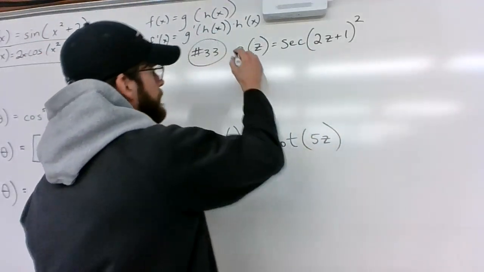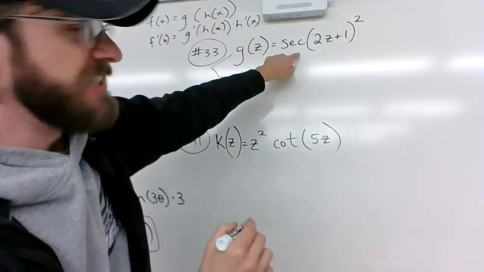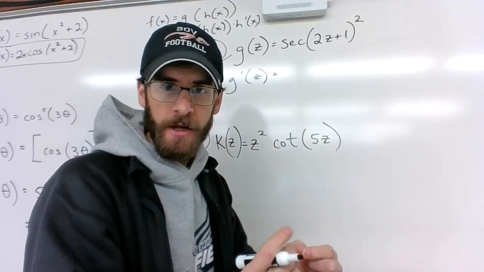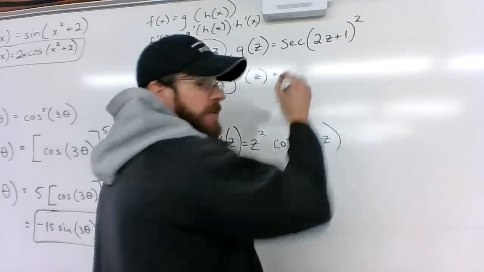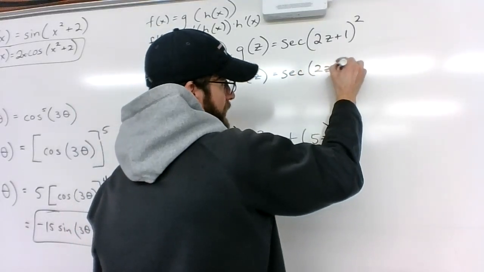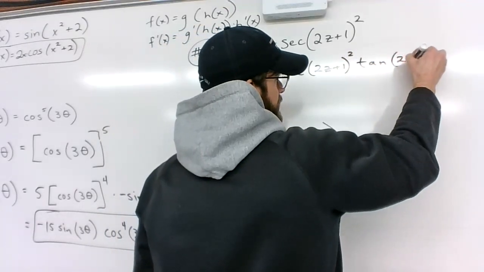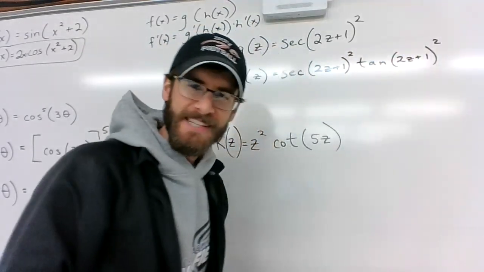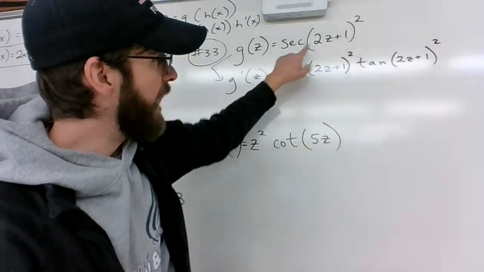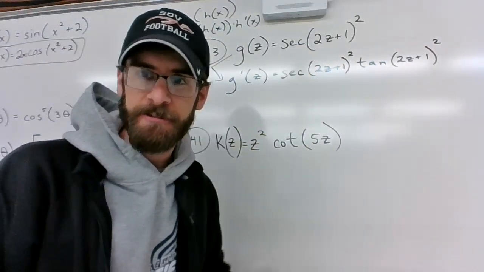So here's what we do. We say the derivative is the outer function, secant, first. The derivative of secant is secant tangent of whatever angle is given to us at the beginning. So this is secant of 2z plus 1 squared times tangent of 2z plus 1 squared. Hopefully that makes sense to you guys. The derivative of secant is secant tangent. So I'm not rewriting this; it's literally part of its derivative.